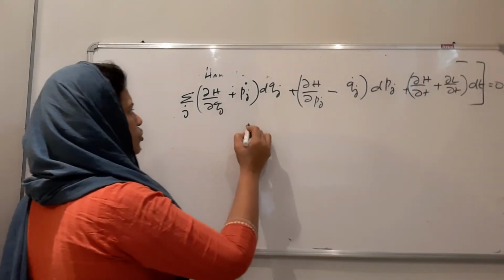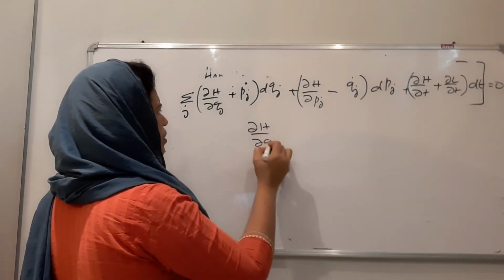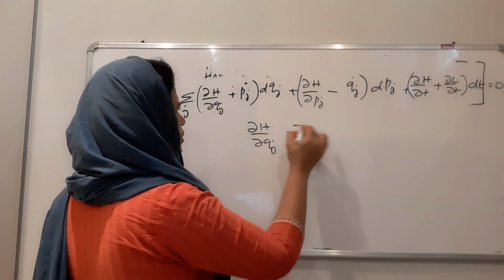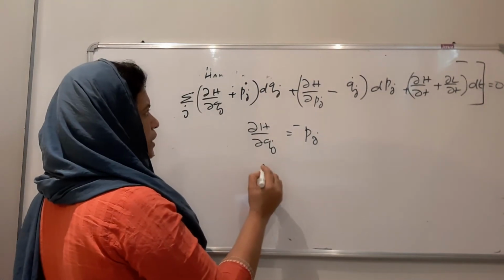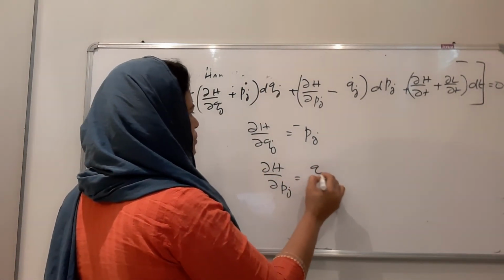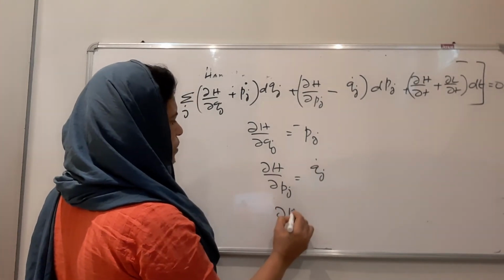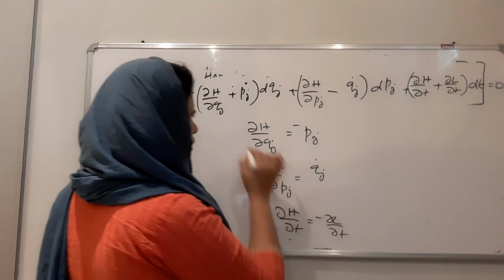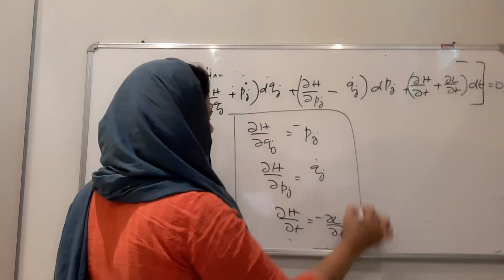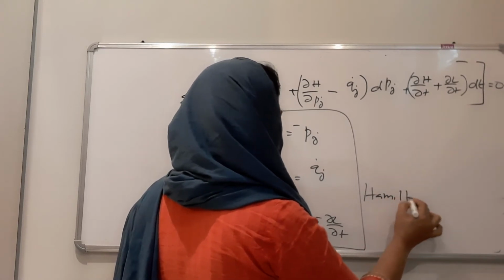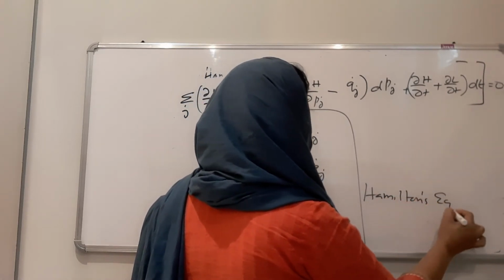Therefore, ∂H/∂qj is equal to minus pj dot. This term is equal to 0. ∂H/∂pj is equal to qj dot. ∂H/∂t is equal to minus ∂L/∂t. These are the three equations of Hamiltonian. These are the Hamilton's equations of motion.